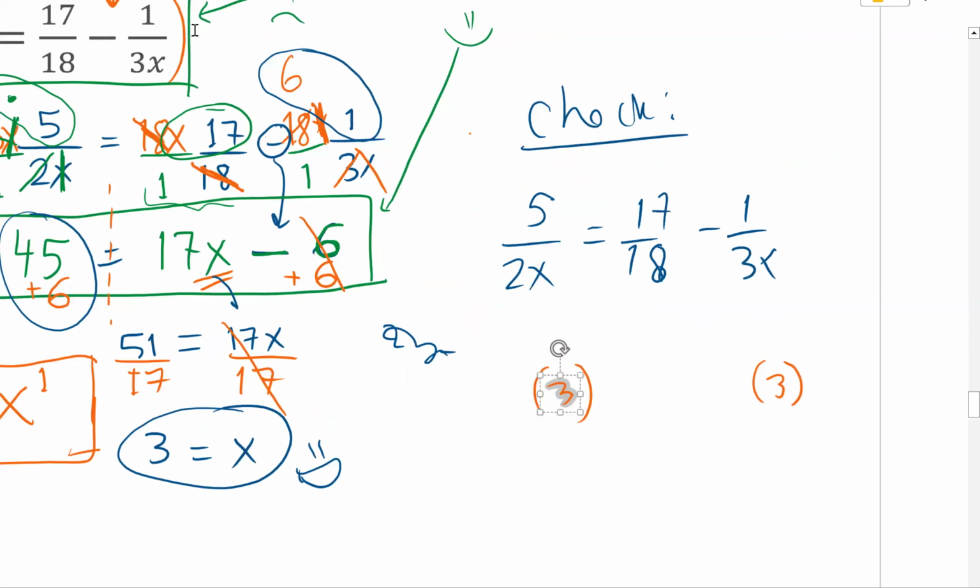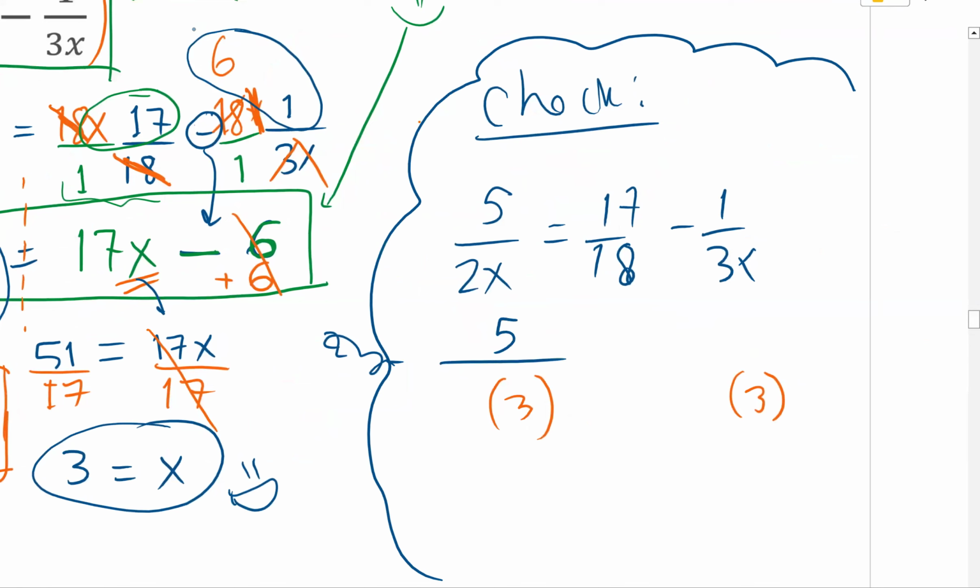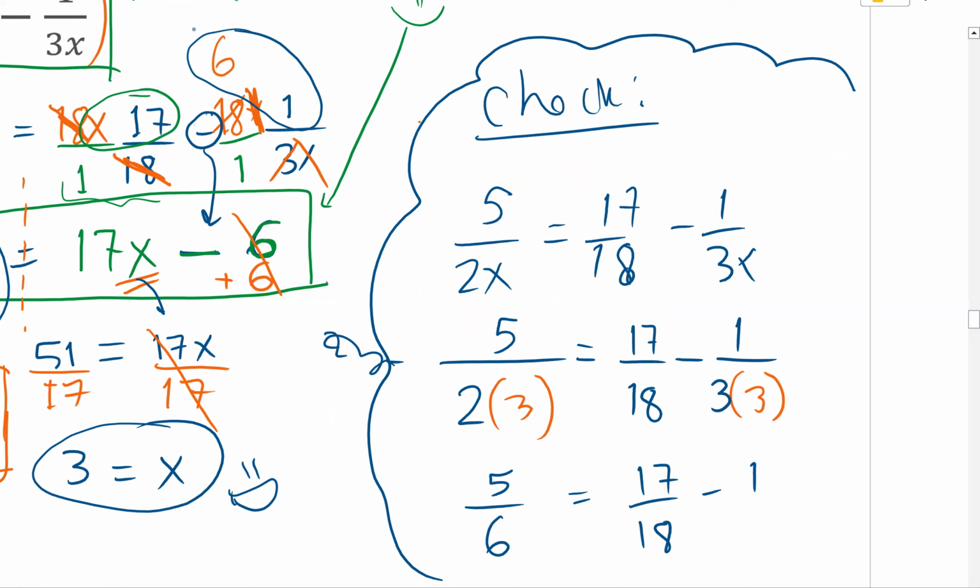Let's see. I'm going to zoom in here so I can see it better. It was 5 over 2 times x, but I'm replacing x with 3, equals 17 over 18, minus 1 over 3 times x, but x is 3. The leftmost fraction becomes 5/6 because 2 times 3 is 6, equals 17 over 18, subtract 1 over 3 times 3, which is 9. This looks very similar to the last one.